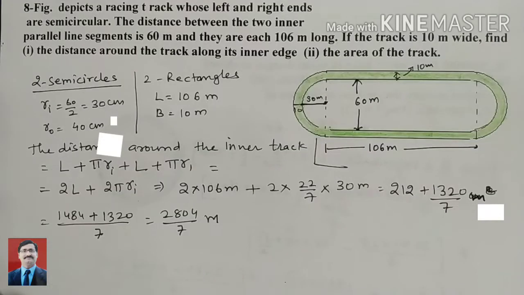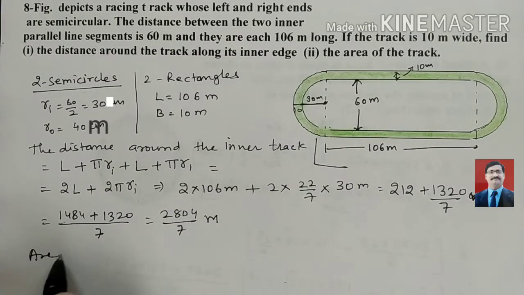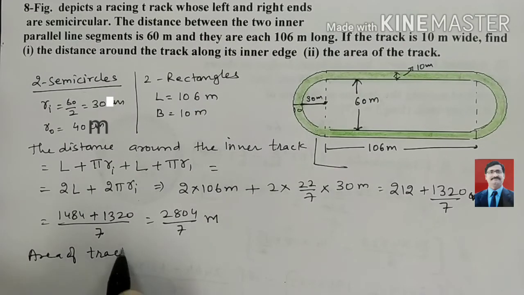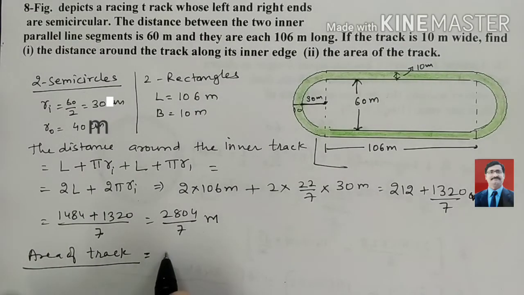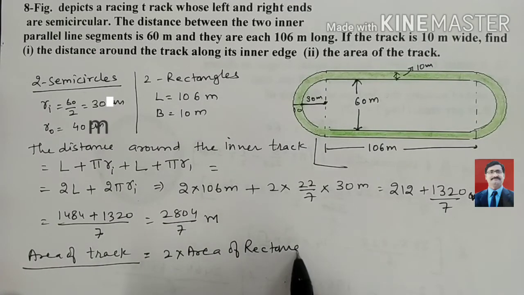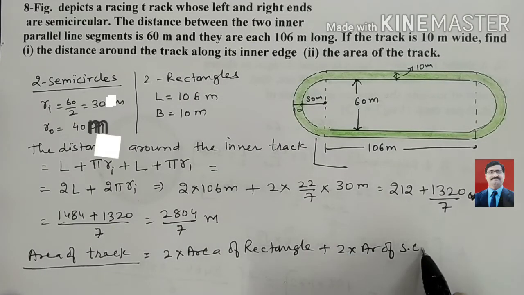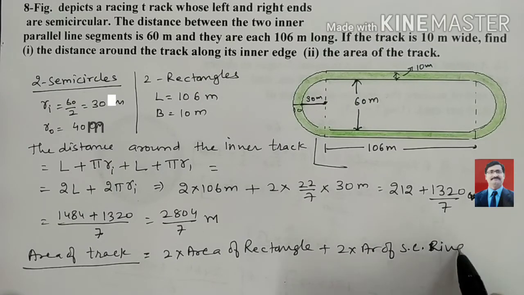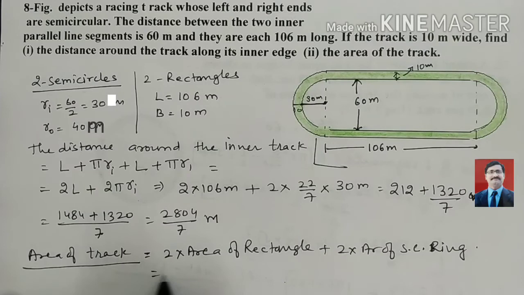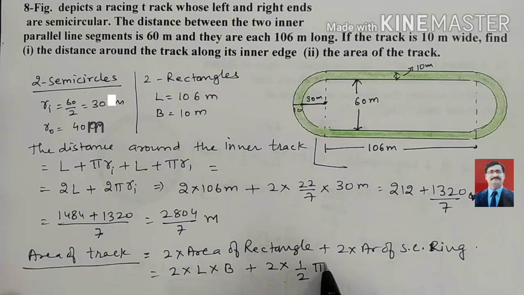Second thing, we have to find the area of the track. For that we will write 2 into area of rectangle and 2 into area of semicircular ring. Now 2 into area of rectangle means length into breadth we have. 2 into semicircular means 1 upon 2 pi. Ring means we have r outer square minus r inner square. All of you understand? So these only we have to write.